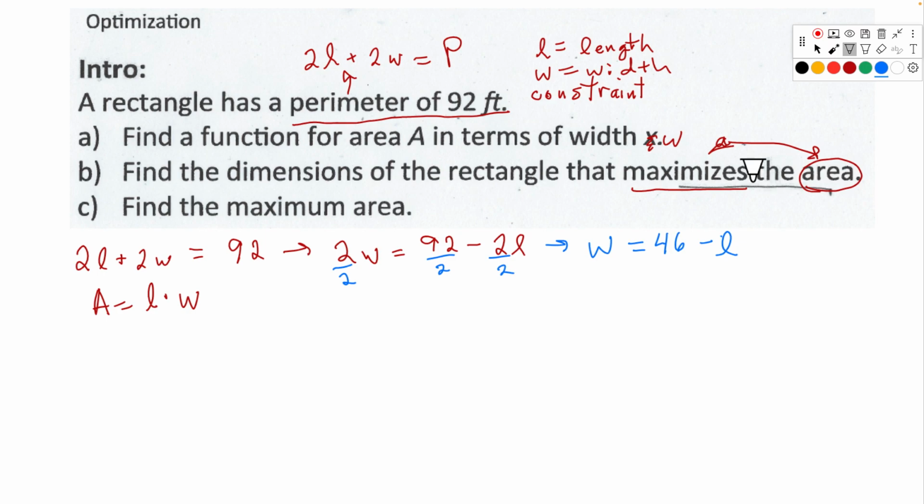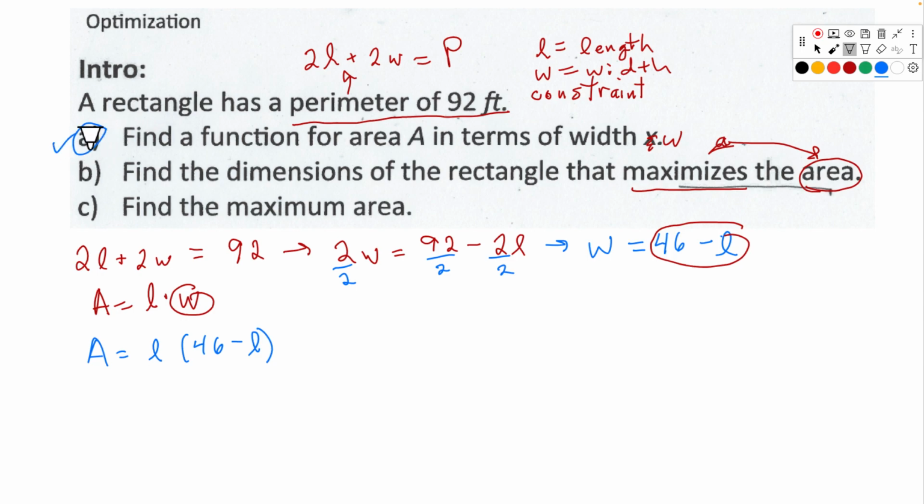So that's what we're going to use. And what are we going to do with that? We're going to take that as our W, and we're going to plug it in here. So then we get this function: area equals length times 46 minus length. Now we've got the function. So this is really the answer to the A part. It is a function in one variable, just the length, for how we would maximize the area. So we have done A.